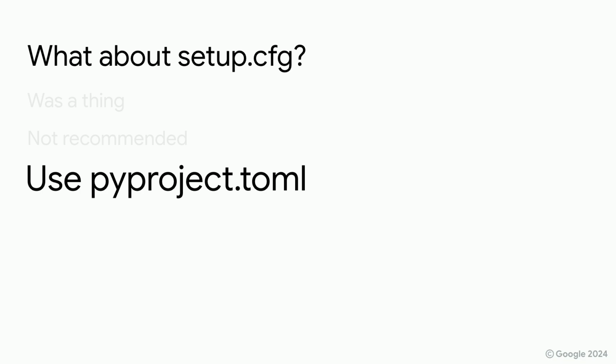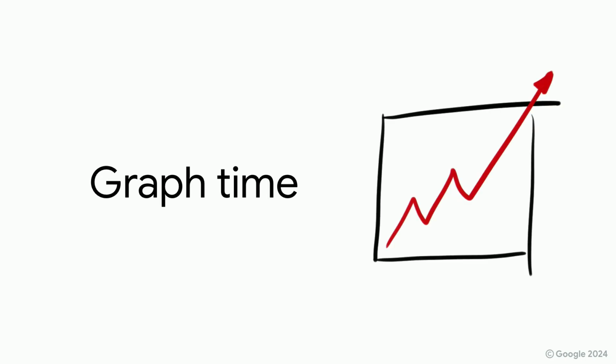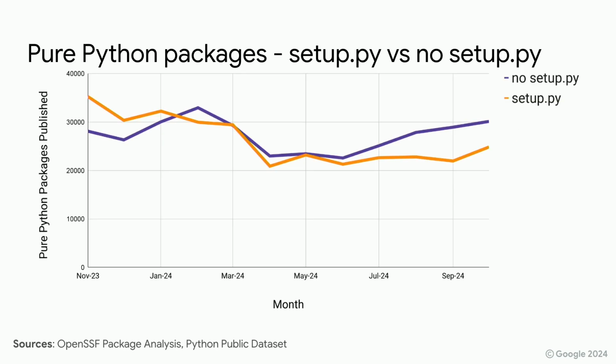Now, this is the year 2024. It's been 4 years since the last of those PEPs and 8 since the first. Now, everyone has migrated, surely. Let's look at some graphs that show adoption. Here are the raw numbers that I produced. These are pure Python packages, and the blurple line is no setup.py, so there's no setup.py file, and the yellow line is the packages with setup.py. And you can see there's promising news. The line without setup.py is slightly higher.